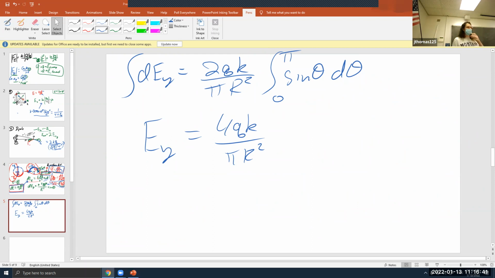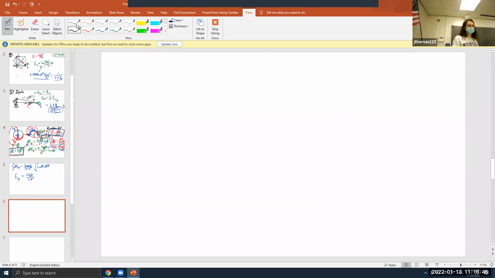Cool. All right. So this one, not a crazy integral. Next one's going to be a crazy integral, but now we know how to do them, right? So we're going to be able to do this even better.